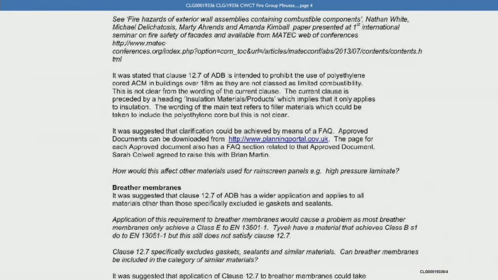Now, do you know, from what you knew, heard, saw at the time, who it was who had said at the meeting, stated at the meeting, that 12.7 was intended to prohibit the use of ACM polyethylene products in buildings over 18 metres? No, I don't know who said that. Presumably, this statement aligned with your own view at the time of ADB. Is that right? Just looking at it on the page. Yes, that it couldn't... that it was intended to prohibit the use, yes.